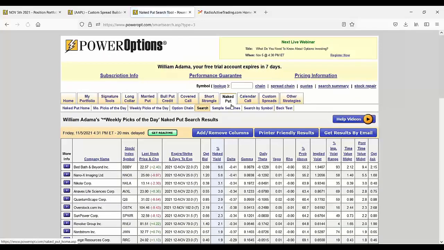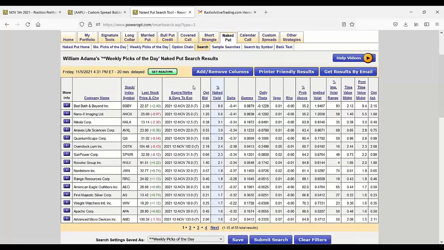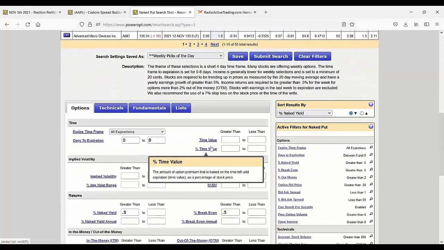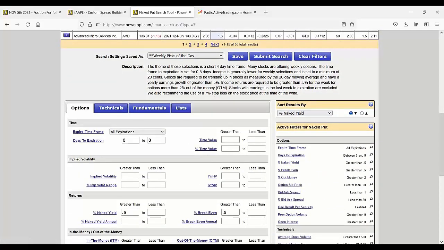Now, of course, the patented search tool for any strategy does what? It scans across the entire universe of options to find only the positions that match either your saved search or one of the Power Options default criteria. You see here that we're looking specifically at the weekly picks of the day default screen. But what I want to do in this case is evaluate one or two ways to search just one stock at a time. For the sake of the example, let's stick with December, natural expiration, 42 days out.